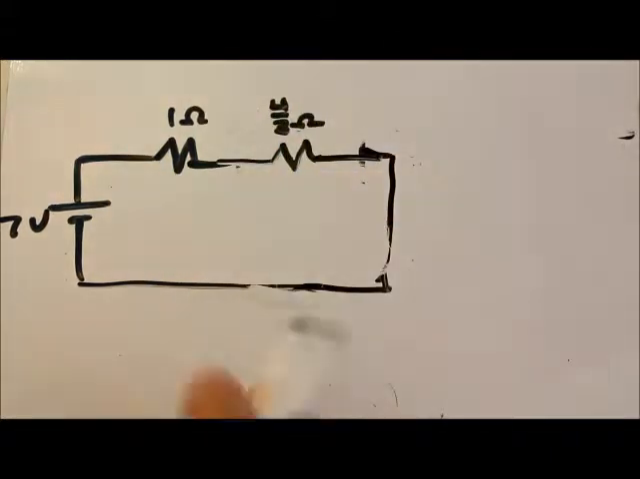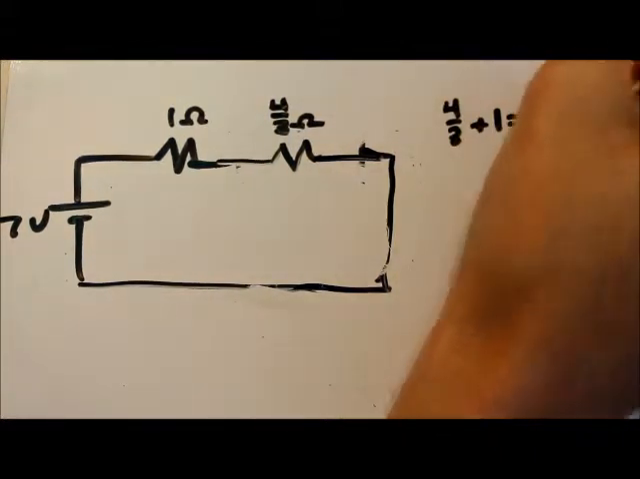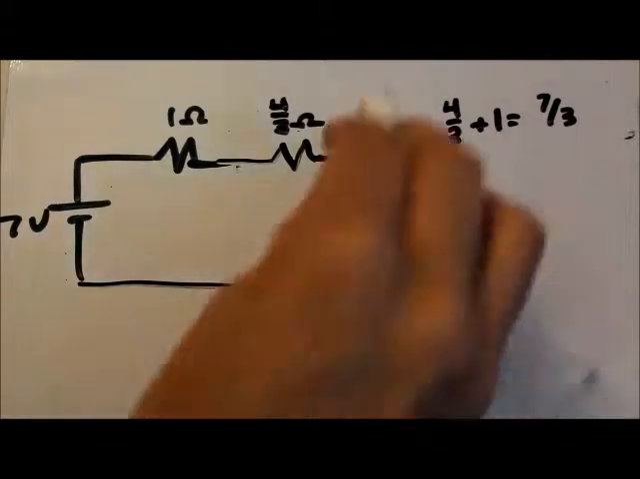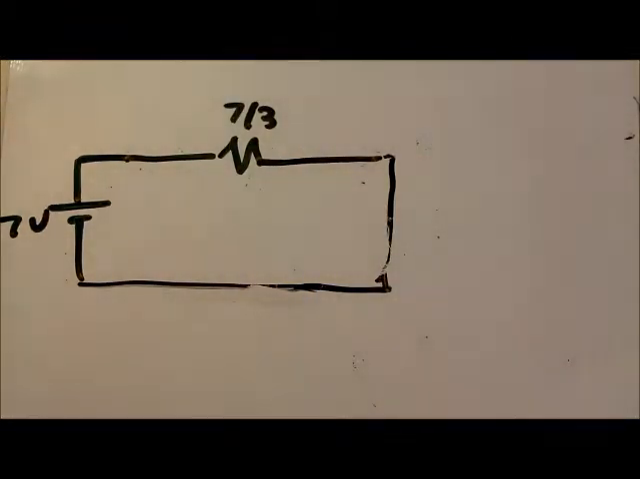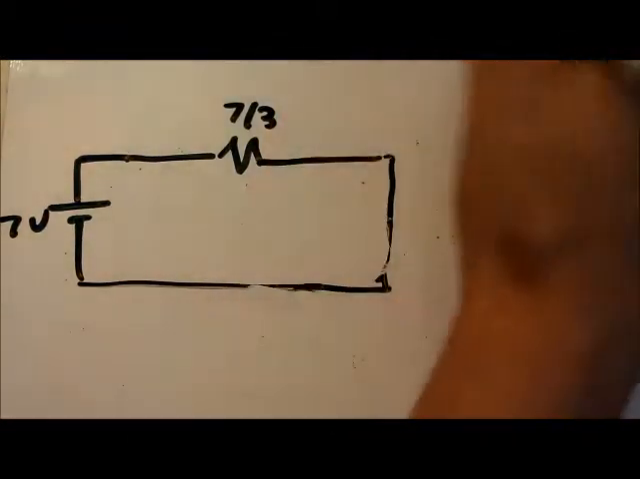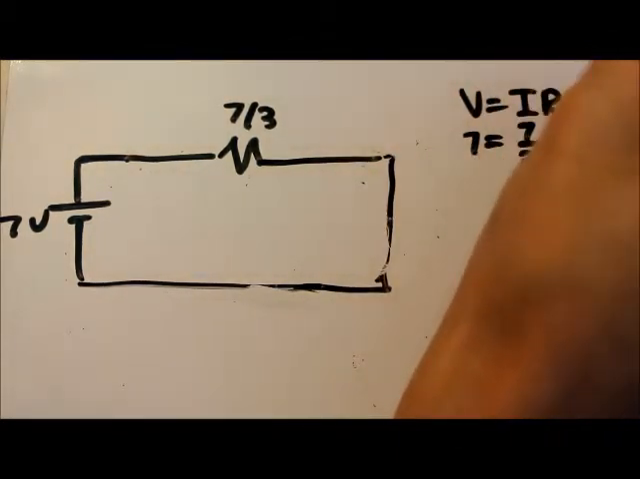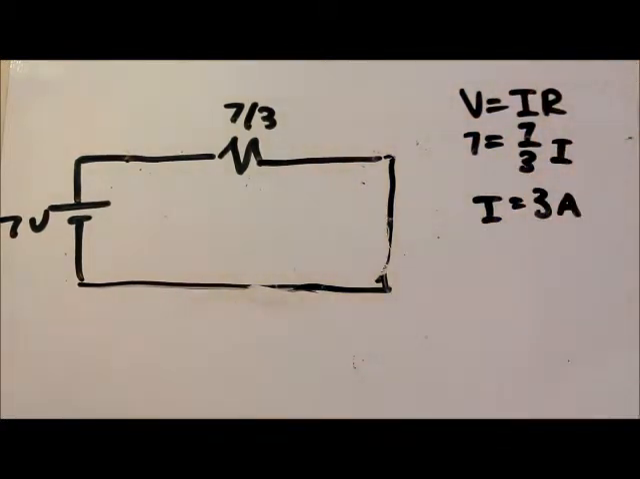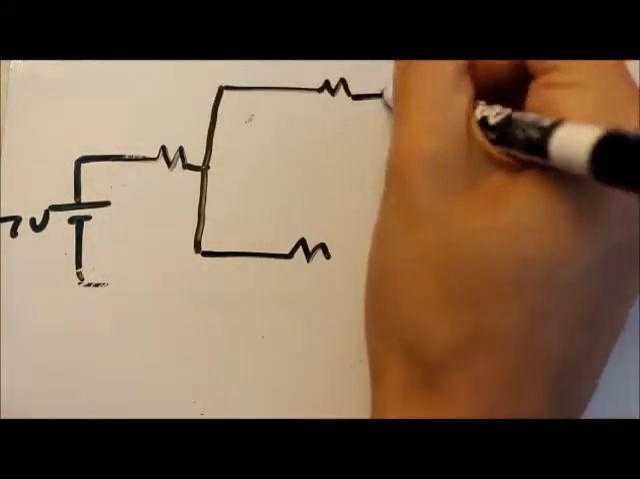Then, we solve in series and get 7/3 or 2.33 ohms. So the three resistors will make a total of 2.33 ohms. Next, we will use Ohm's law to find the current, which is equal to 3 amperes. Now we have everything we need to find the voltage drop across the resistor.